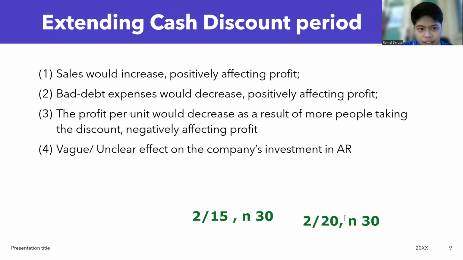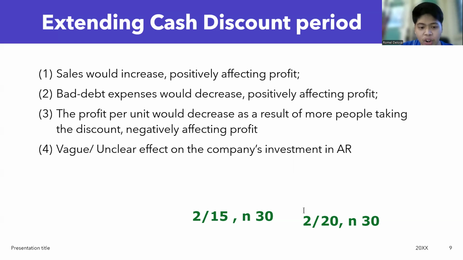Kasi again, you're still offering them a cash discount. So bad debt expenses would still decrease. Kasi you're still giving them an incentive to pay early. Number 3, the profit per unit would decrease as a result of more people taking the discount, negatively affecting profit. Kasi again, may discount. So if the customer pays early, hindi natin matatanggap ng buo yung amount. Mababawasan siya ng 2%. That's why the profit per unit would decrease.